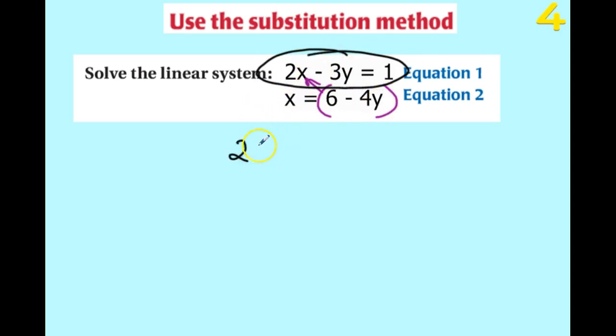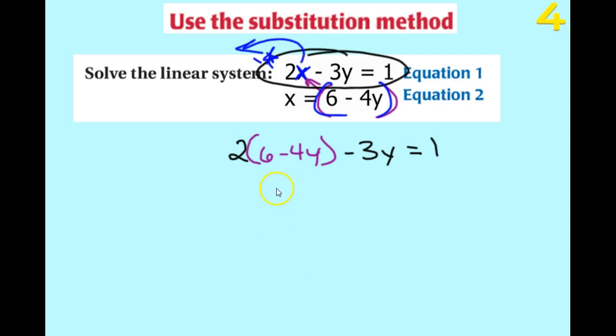So 2, and then in parentheses here, because it's multiplied, I have 6 minus 4y, and then minus 3y equals 1. All I did was rewrite this equation, but with the 6 minus 4y in place of the x. The x is gone. Some people want to leave the x there. If a substitute teacher is coming, that teacher is no longer there. This whole piece is coming in and taking its place.